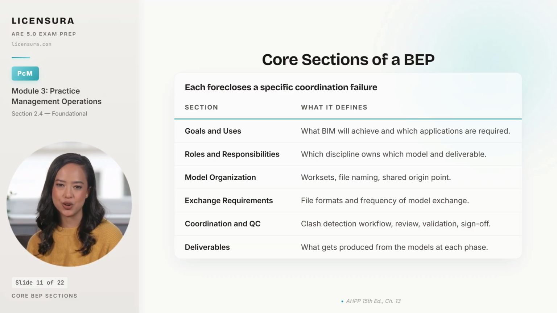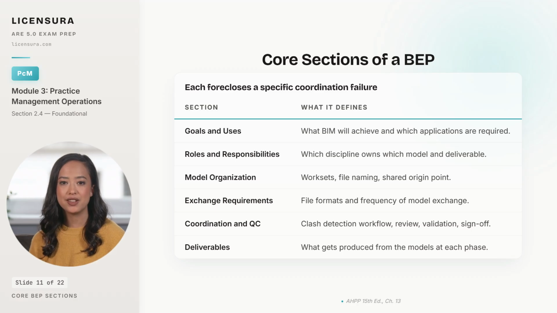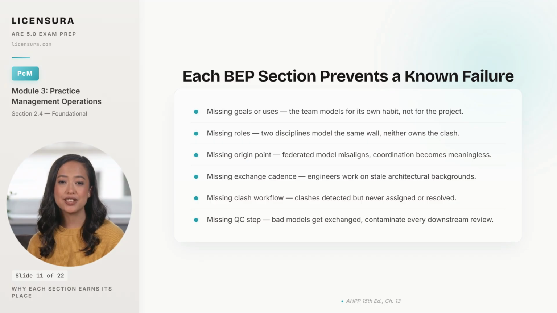Coordination and quality control defines how clash detection runs, how each clash gets routed to a responsible discipline, and how models are reviewed and signed off before exchange. And deliverables defines what gets produced from the models at each phase, so the team isn't reinventing scope at every milestone. The reason each section matters is concrete. Every missing section maps to a known failure mode in the field. Each section earns its place by preventing a concrete failure.